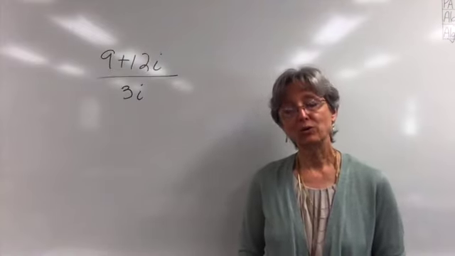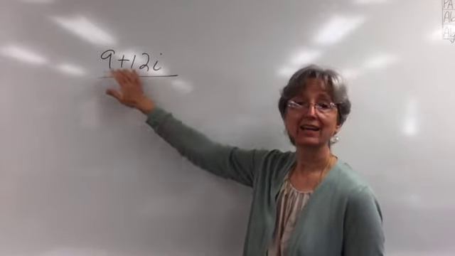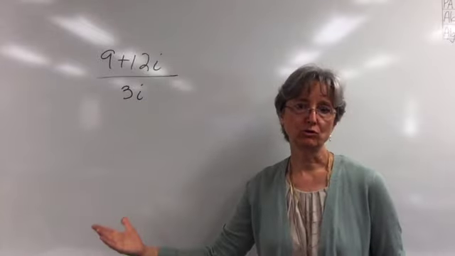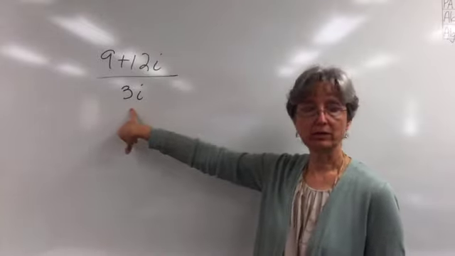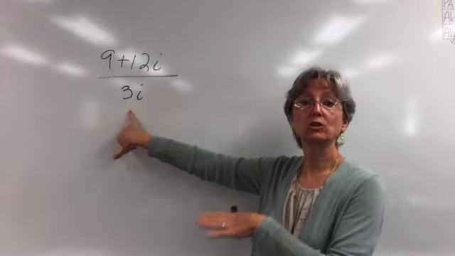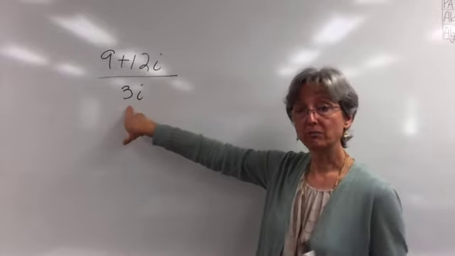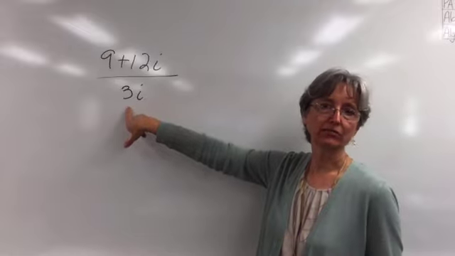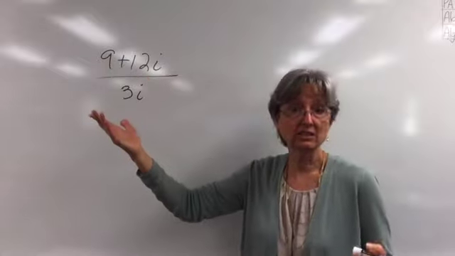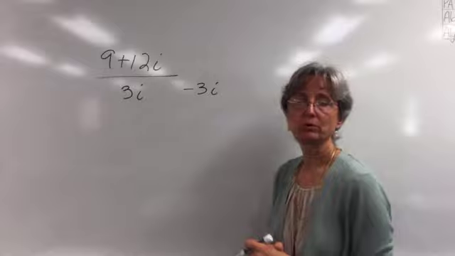Let me show you how you would use them. Let's say you have this division problem. You have the complex number 9 plus 12i, and it is divided by 3i. How would you do that? You do not leave a denominator with an imaginary in the bottom. So what you're going to do is kind of what I just did. You're going to multiply by the conjugate. The conjugate of positive 3i is negative 3i, because it's really 0 plus 3i, so 0 minus 3i, it's negative 3i. So I'm going to multiply this by negative 3i.